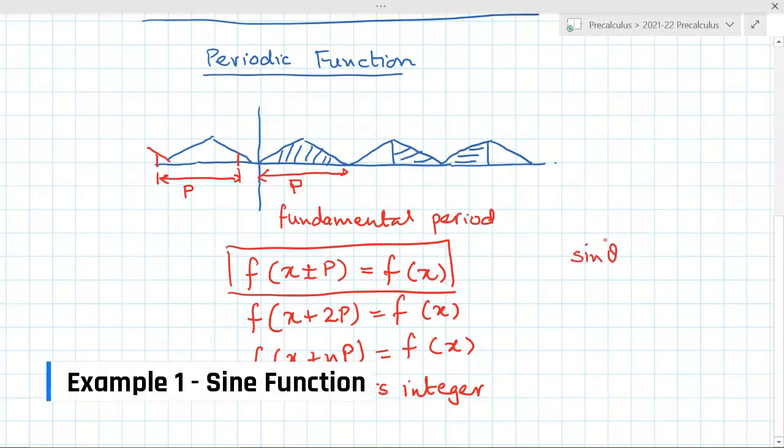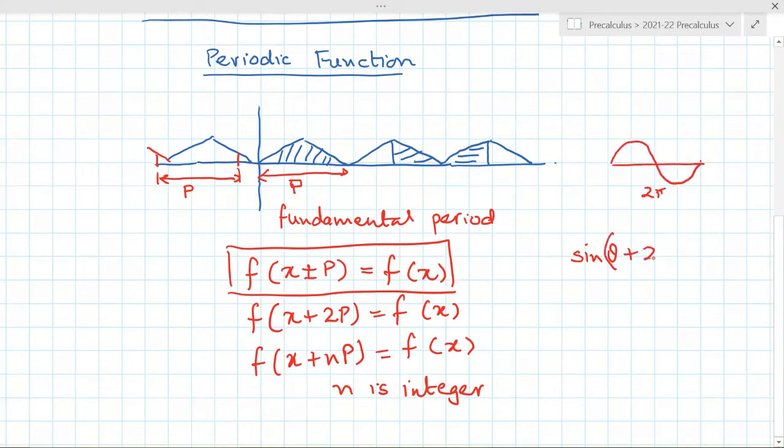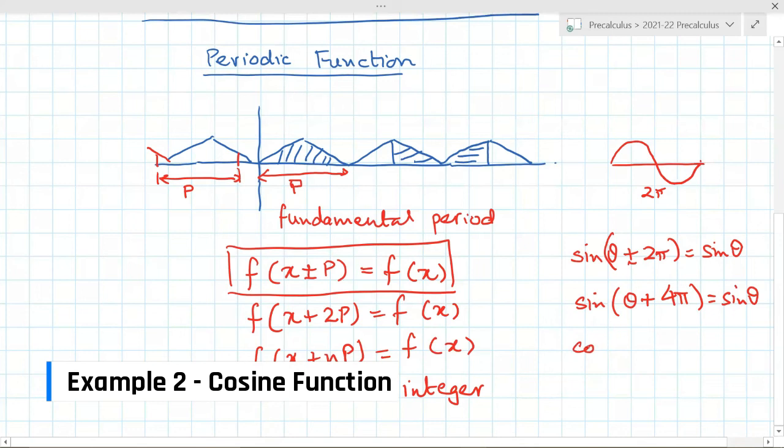Is sine theta periodic or not? What is the period? The period of sine theta is the portion that repeats: 2 pi, right? That means if I do sine of theta plus 2 pi, it is again sine theta, or minus 2 pi is also fine, or sine of theta plus 4 pi. But it has to be a whole multiple. It cannot be a partial one. Same thing for cosine.